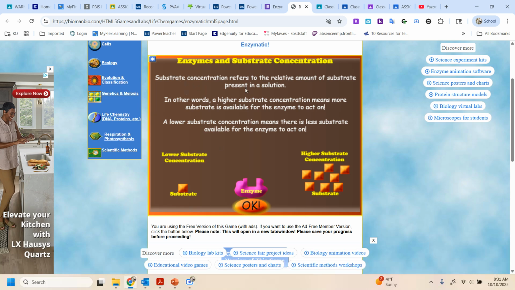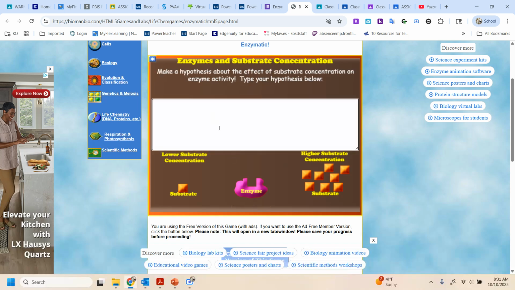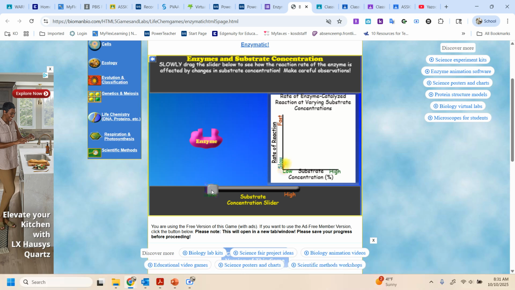Lastly, we're going to take a look at substrate concentration, which is how much substrate is in a solution. So more substrate, high concentration, versus low substrate, less concentration. So my hypothesis is going to be that a higher substrate concentration will increase the rate of the reaction. Let's see if that's true. So I'm going to add more substrate to this solution. And if you notice, the higher the concentration, my graph is increasing. It is going faster. The rate's increasing higher and higher.